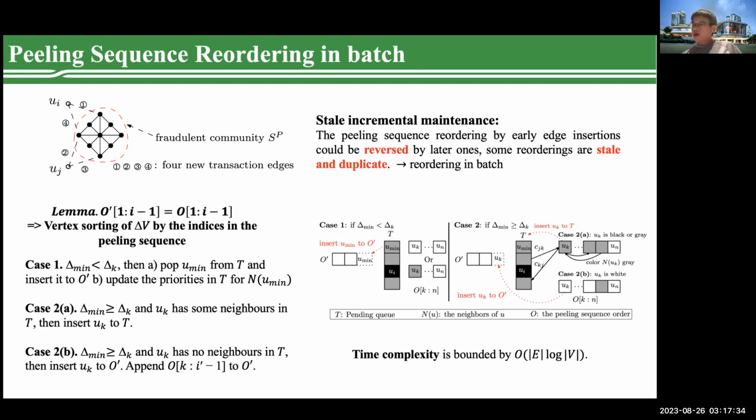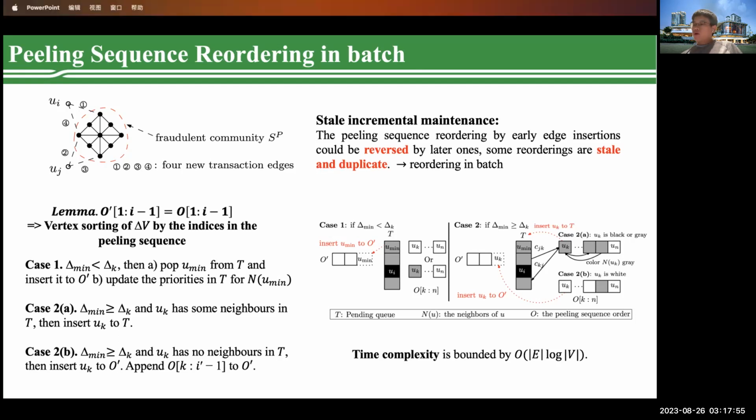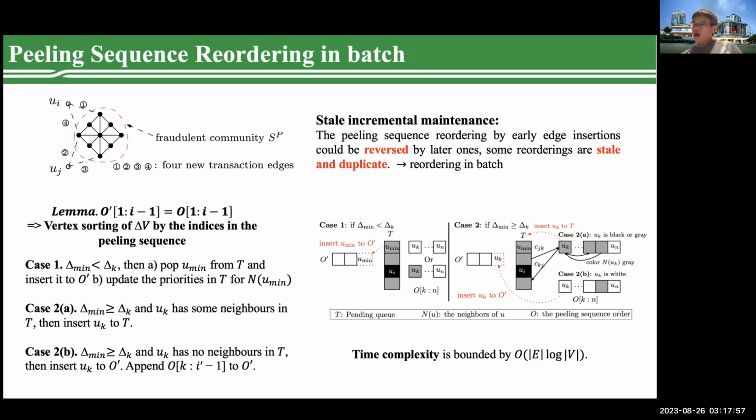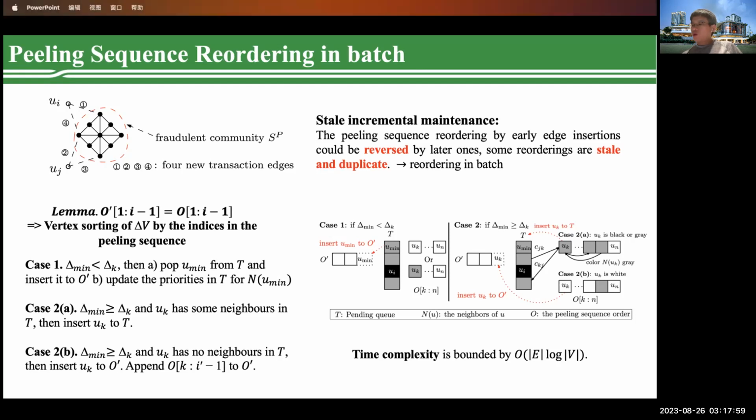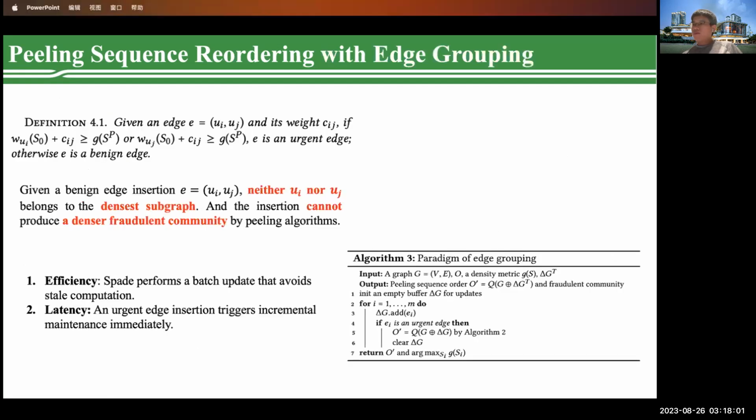vertex UK has some neighbors in heap T, we insert vertex UK into heap T. For the last case, if vertex U min has an edge insertion priority greater than or equal to UK, and vertex UK has no neighbors in heap T, we insert vertex UK into order sequence O prime. We then append the raised elements O, K, I prime minus 1 to the order sequence O prime.